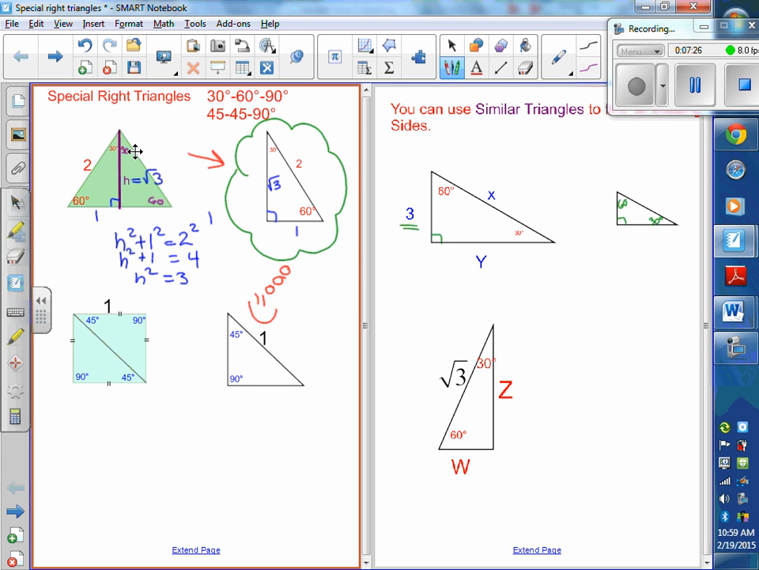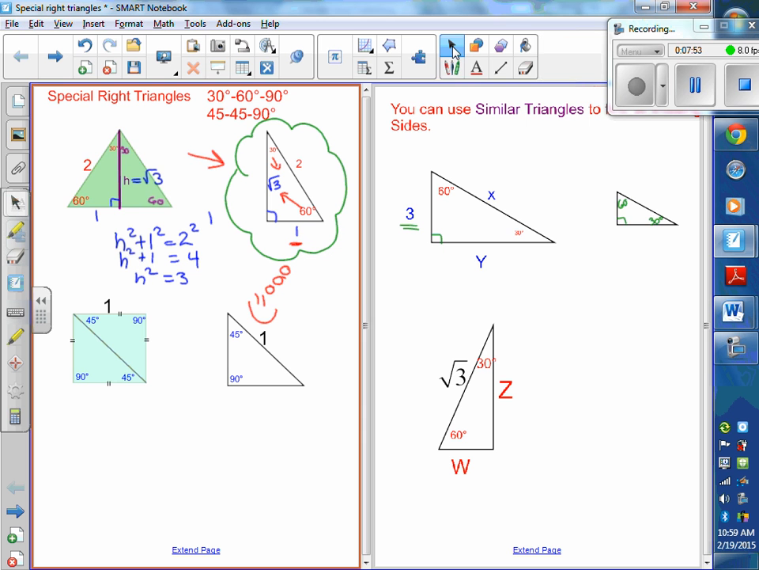And so if you think about it, opposite 60 degrees is the square root of 3, because that's like 1.7. So that's the middle length, right? The smallest value is 1, that's opposite 30. So the smallest value of 1 is opposite the smallest angle. The biggest value, 2, is opposite 90 degrees. And then this middle value, root 3, is opposite 60 degrees.